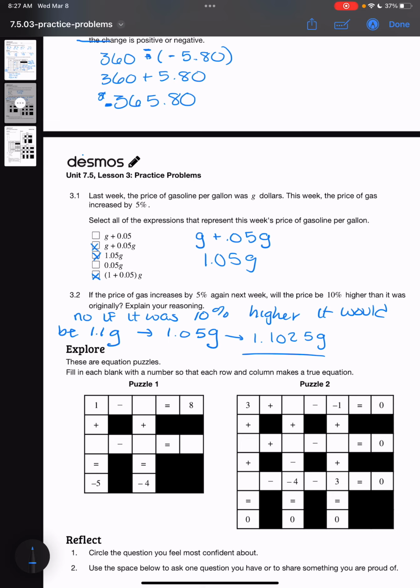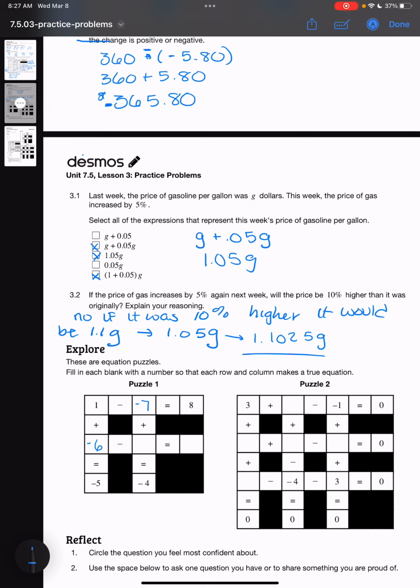I did leave one explore for you. I thought this one was kind of fun. So 1 minus something is positive 8. Well, I thought if I had 1 and I needed to get up to 8, I'd have to take away 7 anchors or negative 7. If I had 1 plus something equals negative 5, I know I'm going to have to go down 6 to offset the 1.